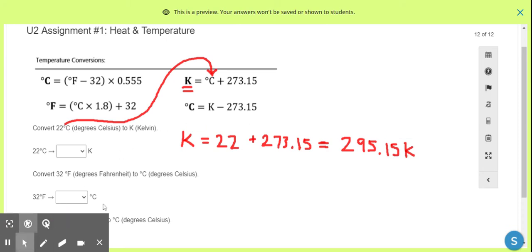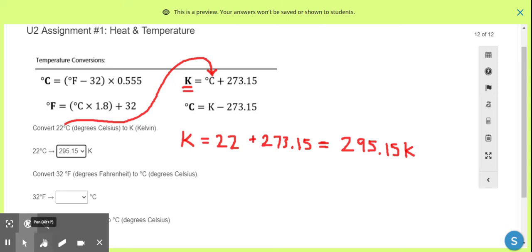All right, let's see if we have that answer. Hey, there it is, 295.15. All right, cool. Let's do one more example. Scroll that. Okay, so this is Fahrenheit to Celsius. So again, we already kind of did one of those. Let's do this Kelvin to Celsius.